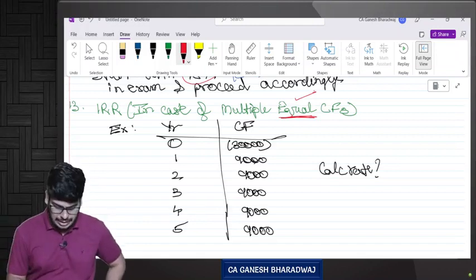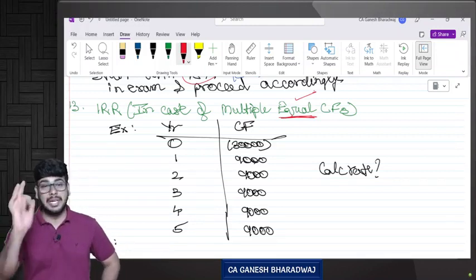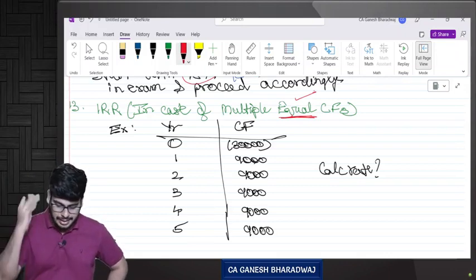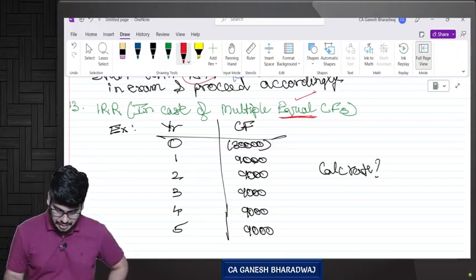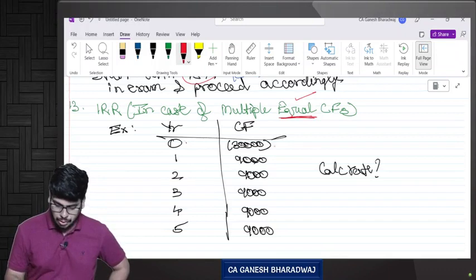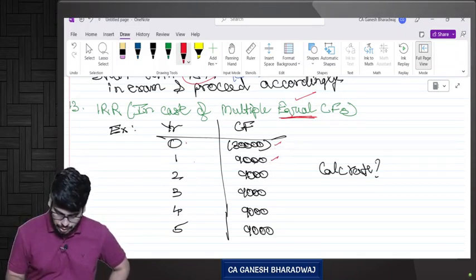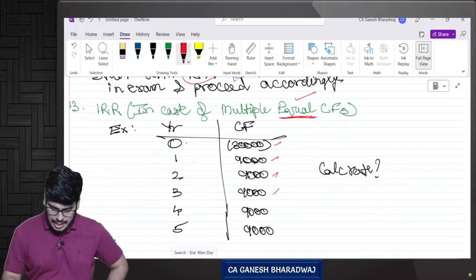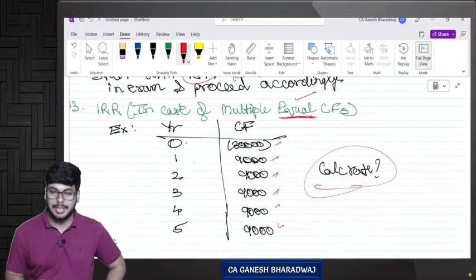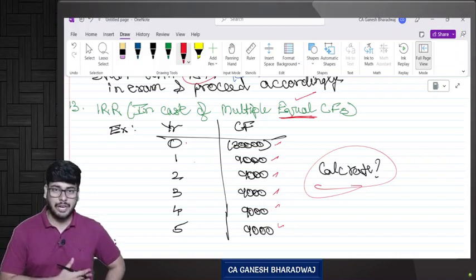So let's move to the next concept, IRR in case of multiple equal cash flows. This is the data given. Year wise, they have given the cash flows also. Year 0, outflow of 30,000. Year 1, inflow 9,000. Year 2, 3, 4, 5, all the 5 years you get equal cash flows. Calculate the rate. Shall we do it?